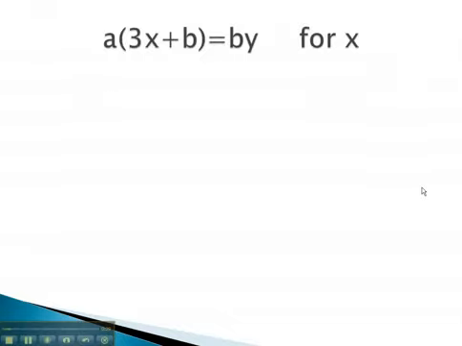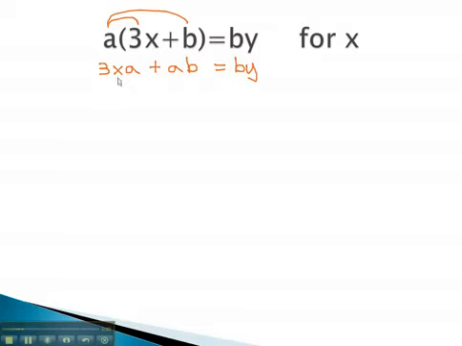So let's try an example here, solving this formula for x. If all of the other letters were numbers, what we would do first would be to take care of the number in front of parentheses. There are two ways we can do this. The most common way that we've done before is to distribute the a through the parentheses. This gives us 3xa plus ab equals by.